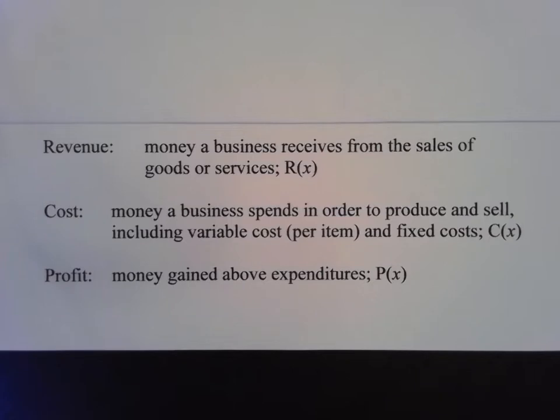So I find it easier to think of myself as the business owner when I do these problems. So if I own a business, revenue is money I'm bringing in when I sell my product, or maybe it's a service when I do my service, right? It's the money I'm bringing in. And then the cost is the money a business spends in order to produce and sell. So this could be two kinds of costs. This could be variable cost, things that I have to buy per item I'm producing, or fixed costs.